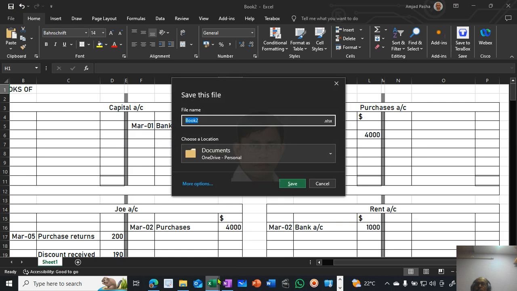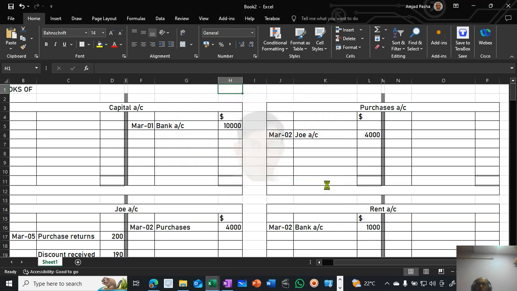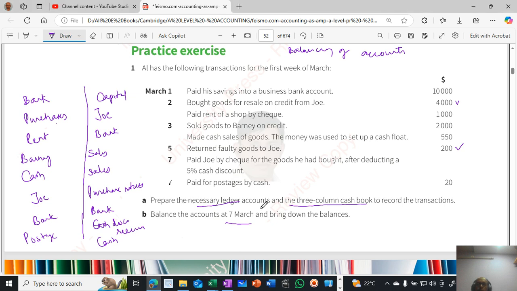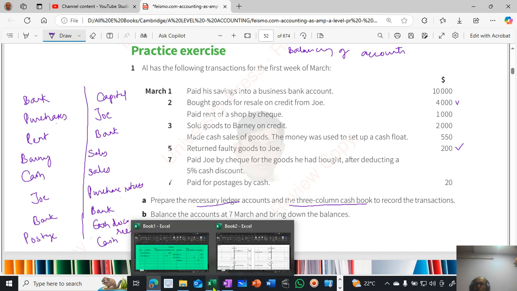Then now prepare the necessary ledger accounts and three column cash book. So we have prepared the three column cash book. Balance the accounts at 7th March and bring down the balances. Now we have to balance and bring down the balances. Now this part is remaining. So we have to learn how to balance the accounts. This is the main thing we will be learning in this lesson.